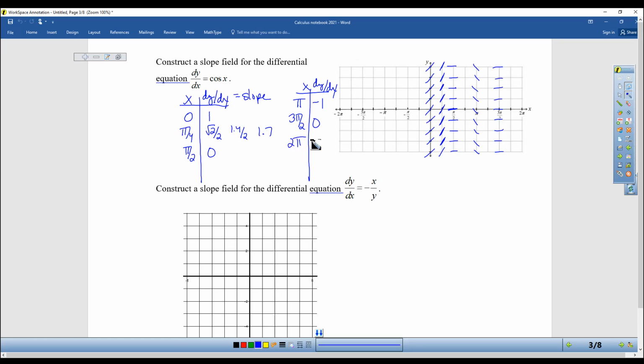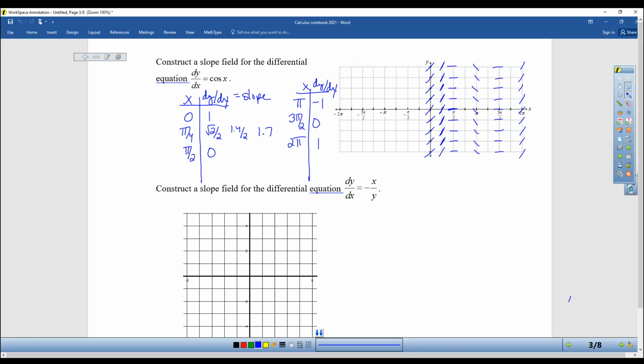At 2 pi, the slope is 1. And I'm doing it for all the y's because it doesn't say anything about y. We'll do one where y is included in a minute. So how can you figure out what this means?